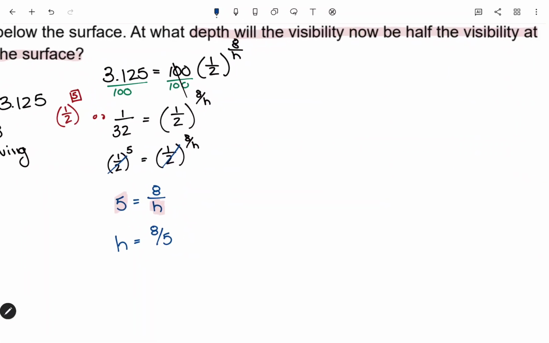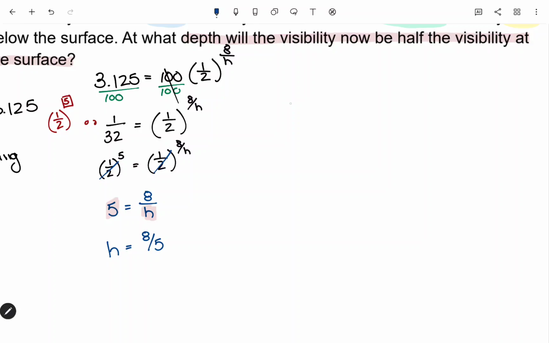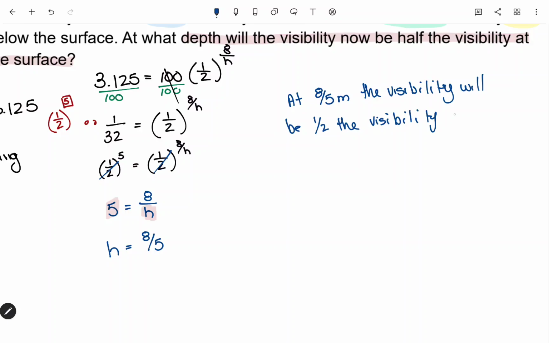Alright, so now we got to write our sentence. So at 8/5 of a meter, the visibility T will be half the visibility at the surface. There you go. Hopefully those your turns went okay for you.